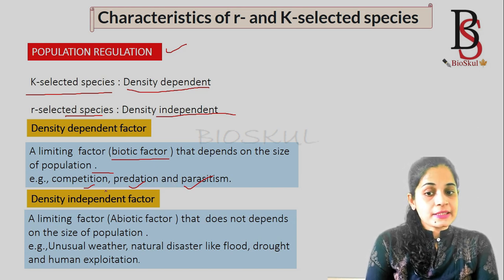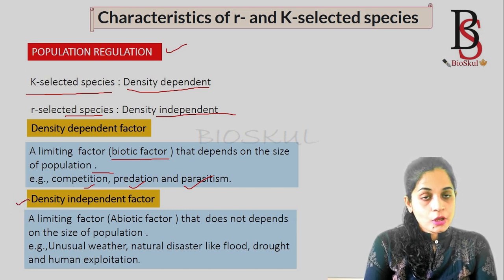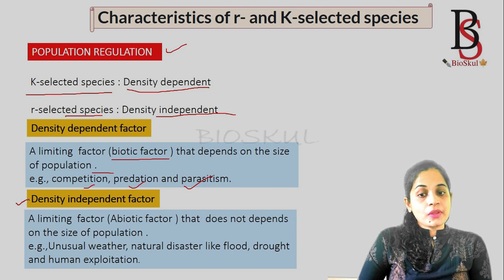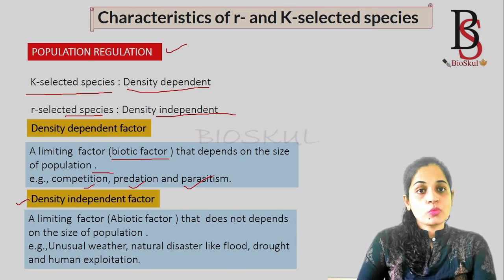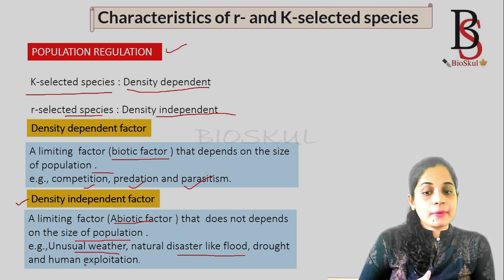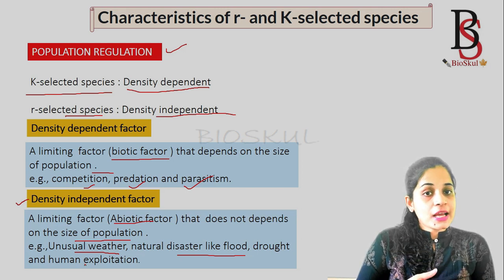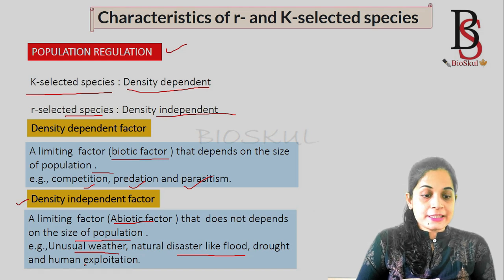And R selected species regulate the population by density independent factors. So what is the density independent factor? It is a limiting factor, mostly abiotic factors that do not depend on the population size. So what are those abiotic factors? Those are unusual weather conditions. It may be disasters like flood, drought. It may be natural disasters that regulate the population size of R selected species.